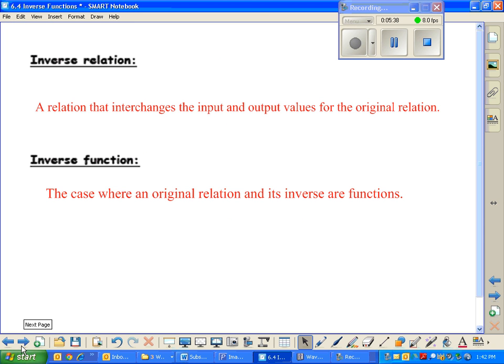Okay. We have some vocabulary. I'll go ahead and let you copy those words down. They both have the word inverse in them, but they are 2 different definitions. An inverse relation is described as a relationship, something between x and y, that interchanges the input and output values for an original relation.